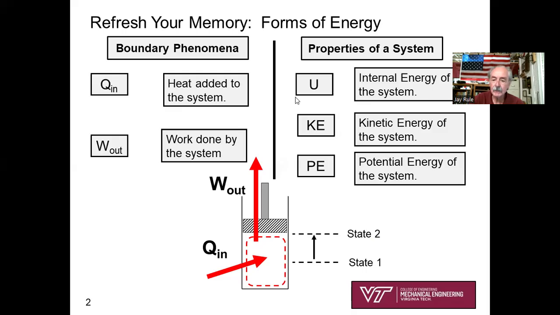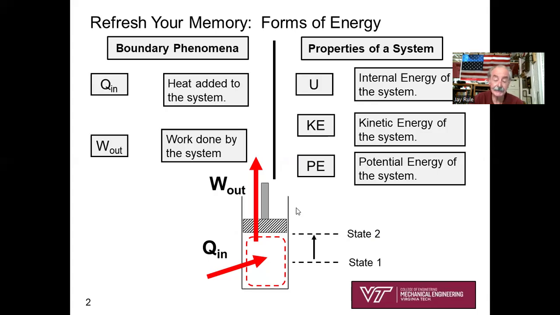But things that the closed system does possess are these forms of energy. Internal energy, capital U, might be a little new to you, but we've defined it. Kinetic energy, not new to you, you covered it in high school physics. Kinetic energy, property of the system. Potential energy, not new to you, covered in high school physics.